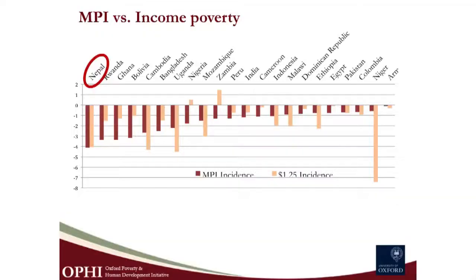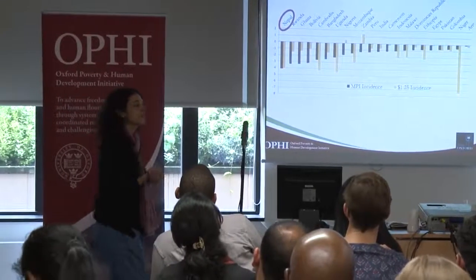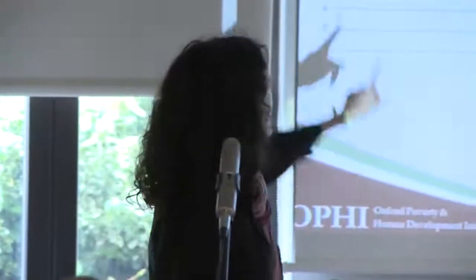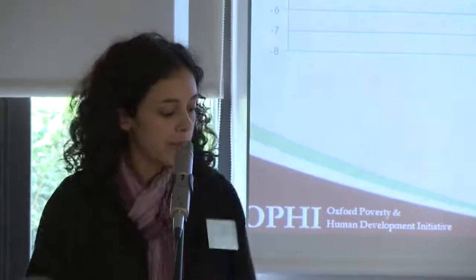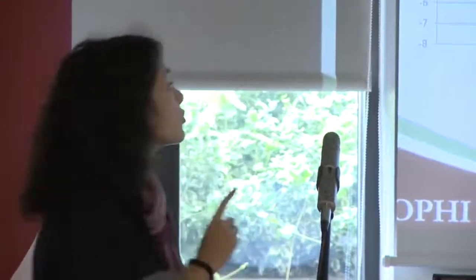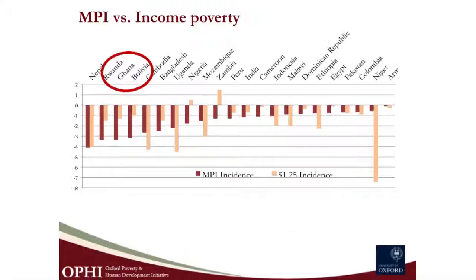For instance, Nepal, our top performer, reduces both pretty fast. It made big improvements in income poverty, reducing the number of people living with less than $1.25 a day, but it also reduced the percentage of MPI poor. Next, Rwanda, Ghana, and Bolivia reduced MPI poor around 2 to 3 times faster than income poverty. So here, it's not the same. If we look at income, they are performing okay. But if we look at the MPI incidence, they are performing well. They are our top.